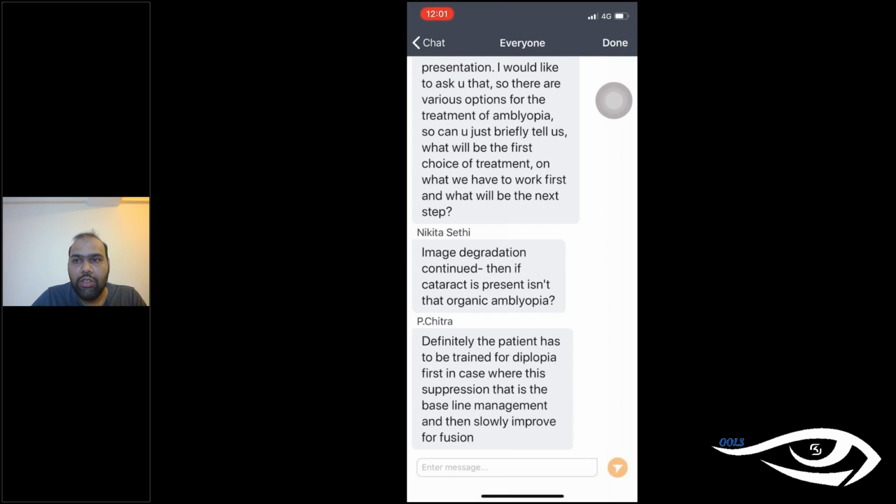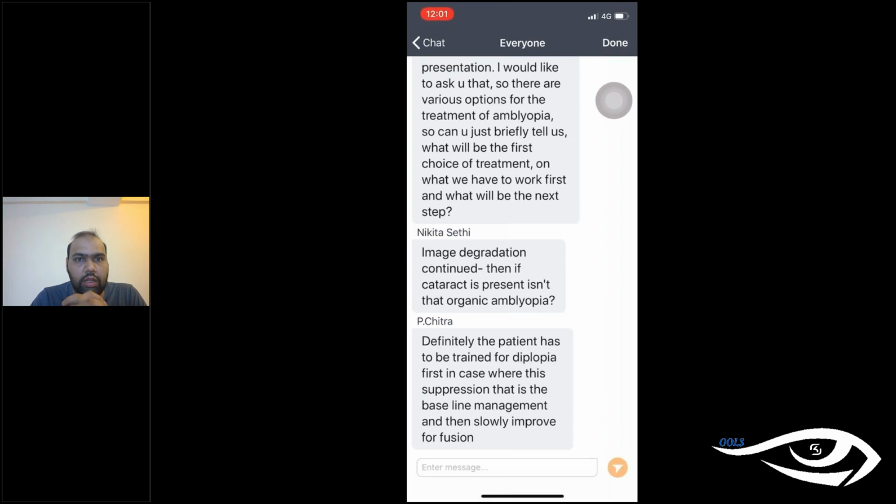What tips or guidelines do you usually follow to explain to the parents or the patient about amblyopia and how you're going to manage it? Whenever you are going to explain about vision therapy or amblyopia, the main thing is it depends upon your counseling, how you are going to counsel the patient.